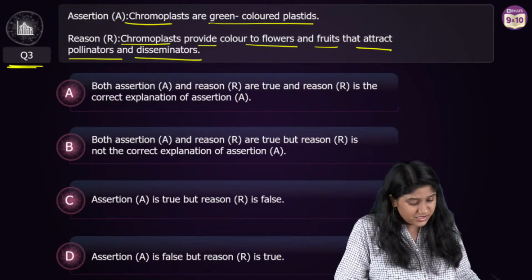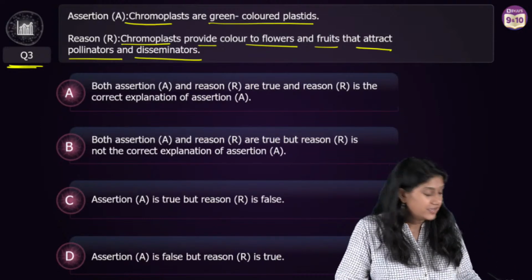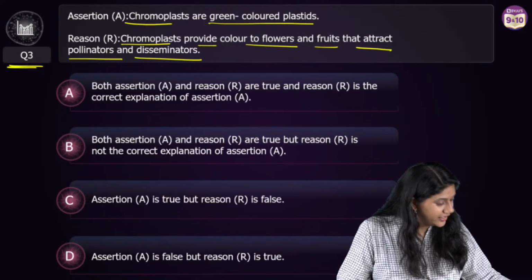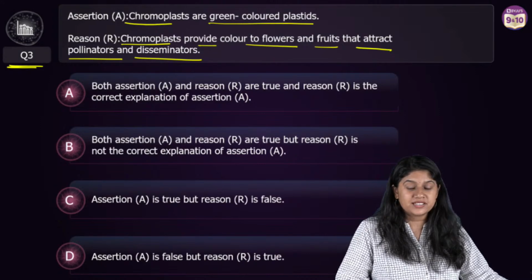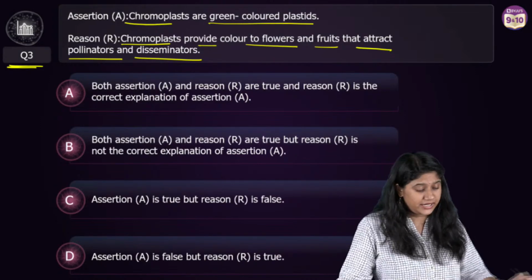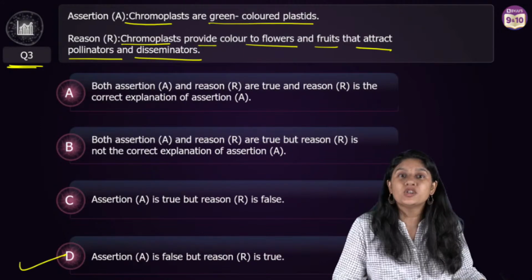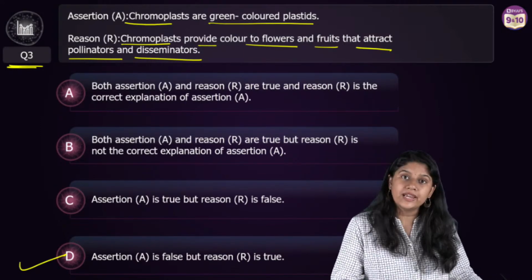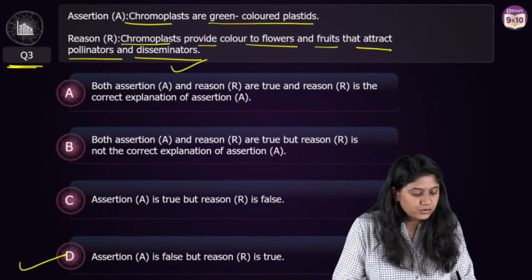And the correct answer, everyone, is option D. Easy peasy. 62% of you have voted for the correct answer. We know that chromoplasts are not green colored plastids, and the other part is absolutely correct.